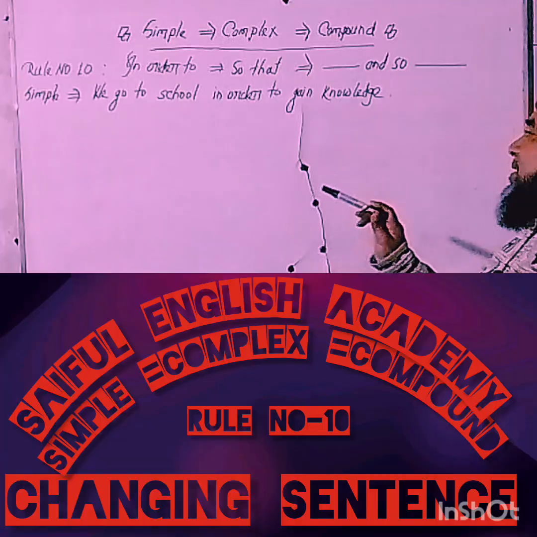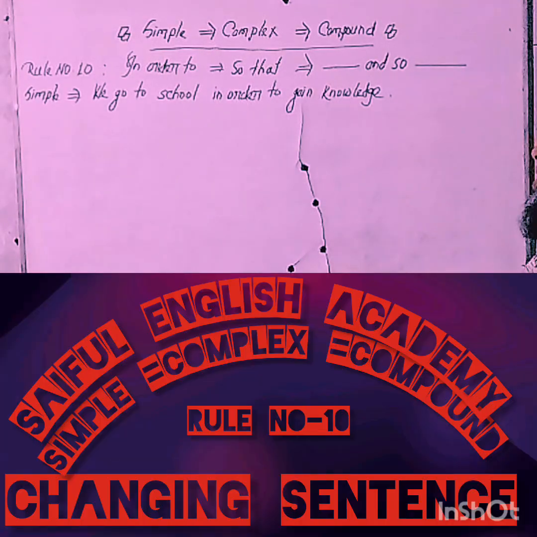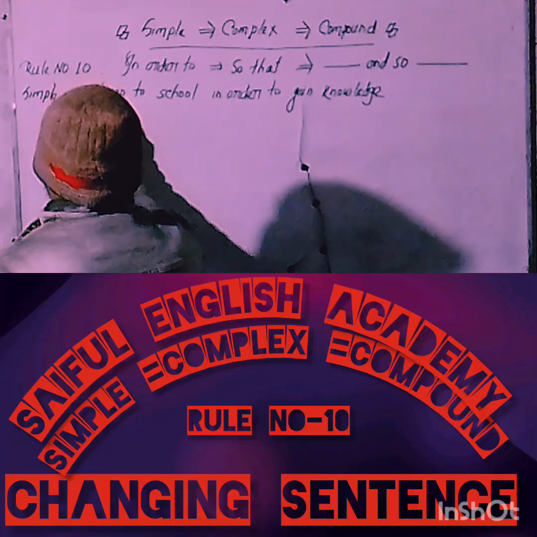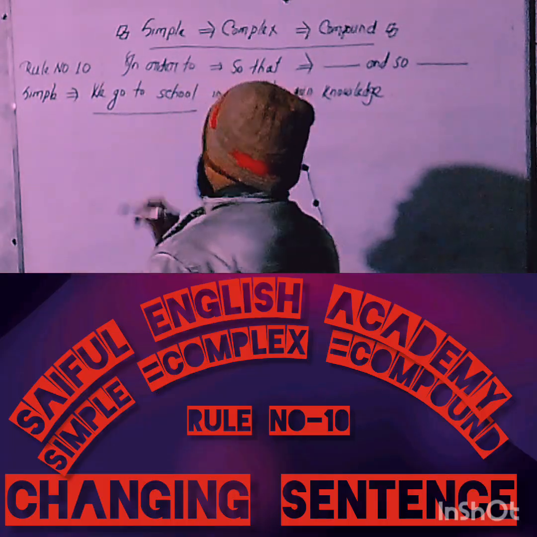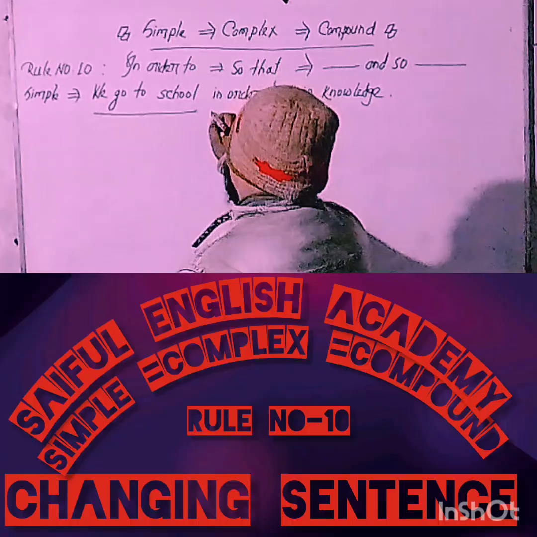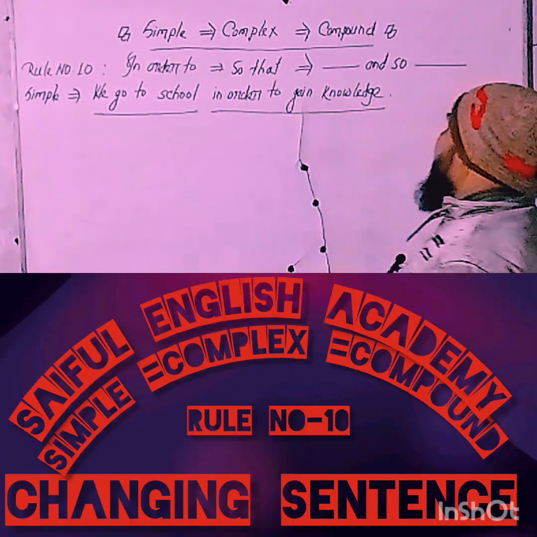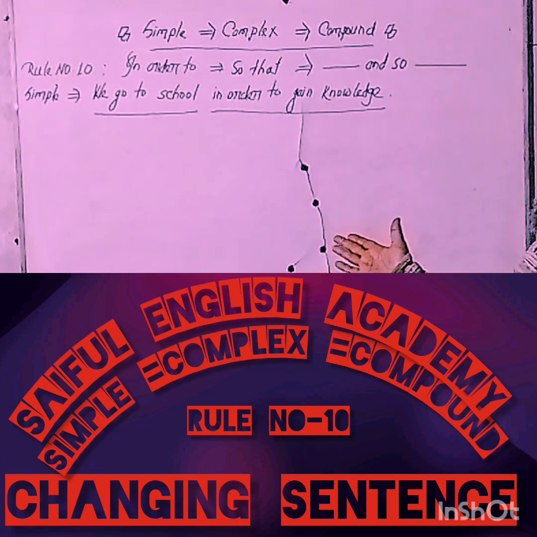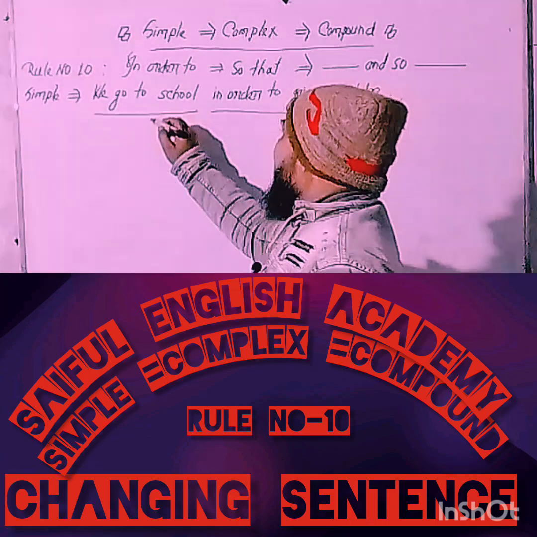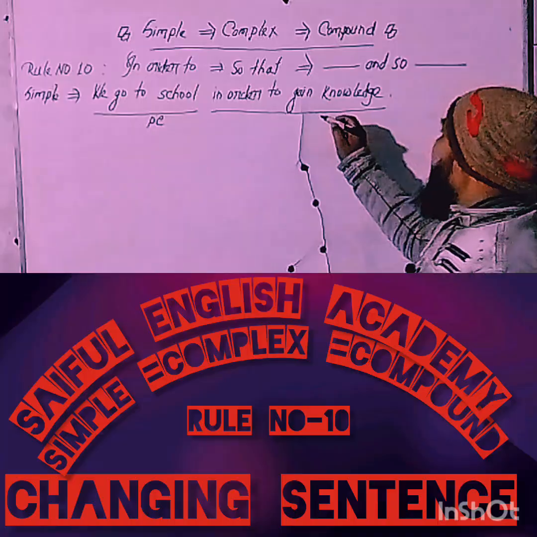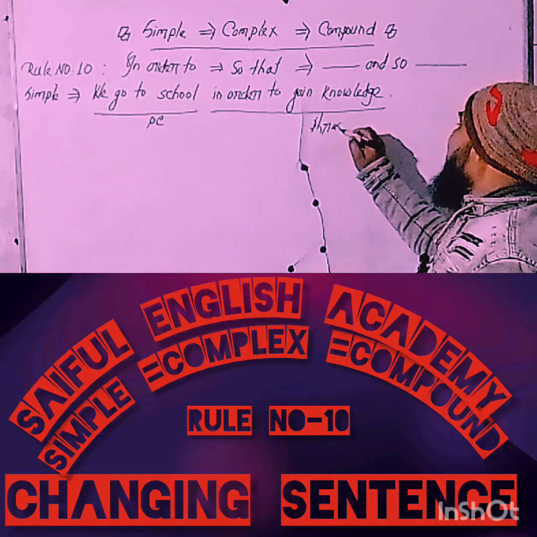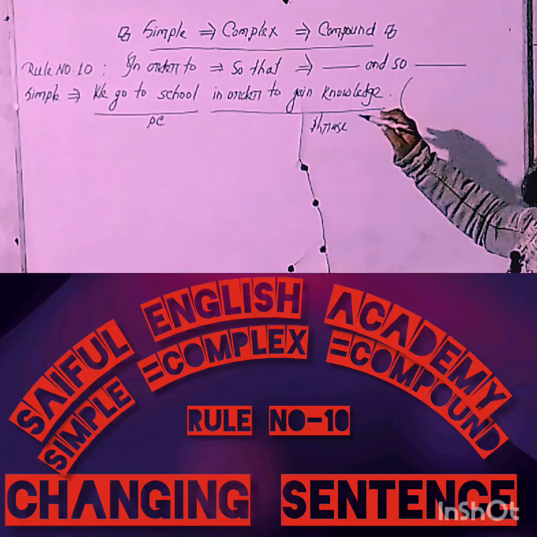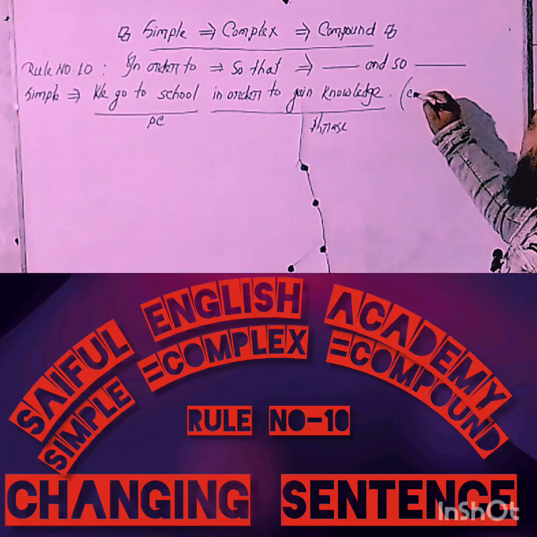It's a simple sentence because this sentence has two parts. One part, we go to school. Another part is in order to gain knowledge. In this sentence, there is a principal clause and a phrase. Suppose you are trying to change this category of sentence into a complex sentence.